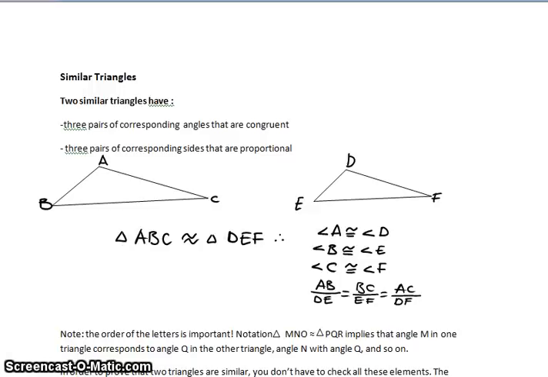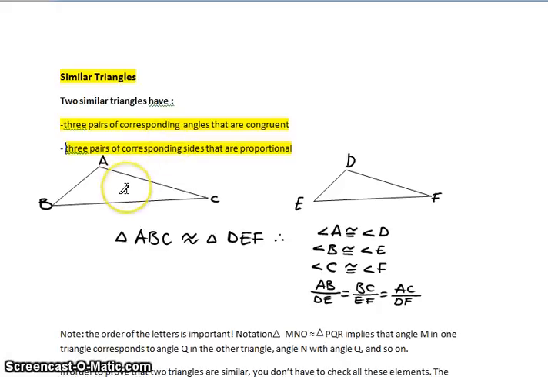This lesson is about similar triangles. Two similar triangles have three pairs of corresponding angles congruent and three pairs of corresponding sides that are proportional. I want to emphasize the word corresponding here. Let's see what I mean by that.